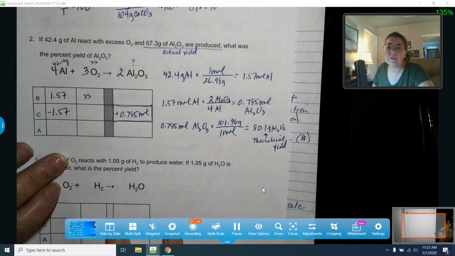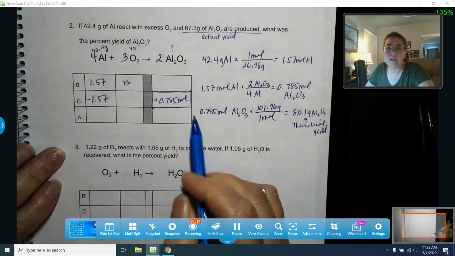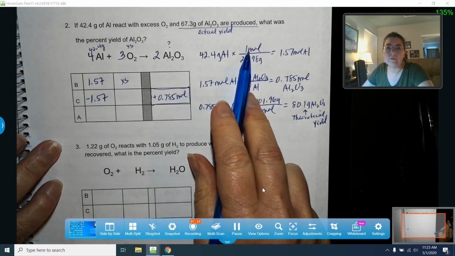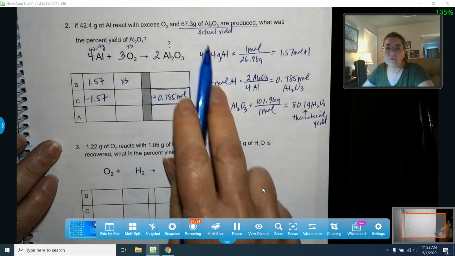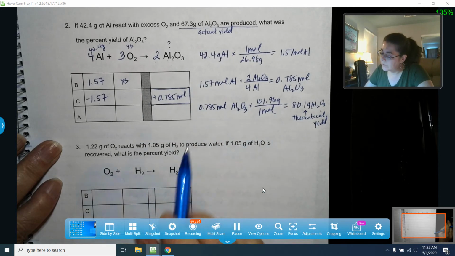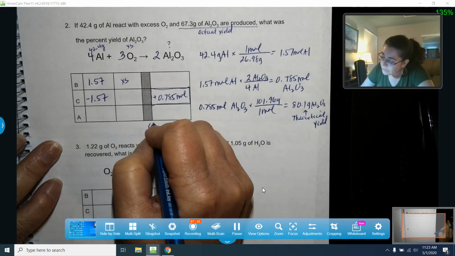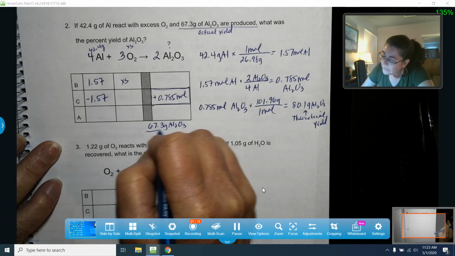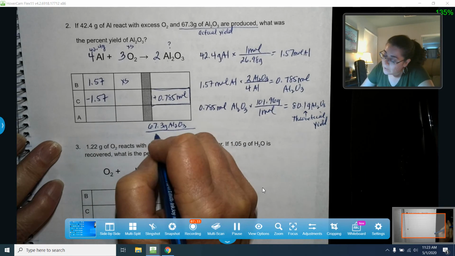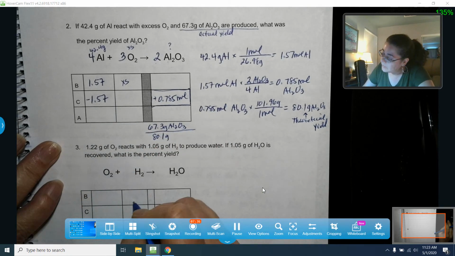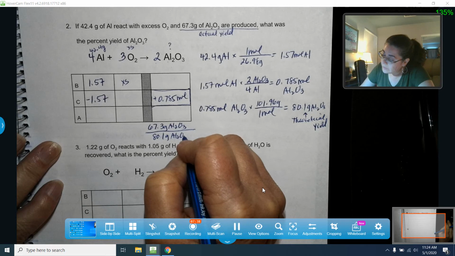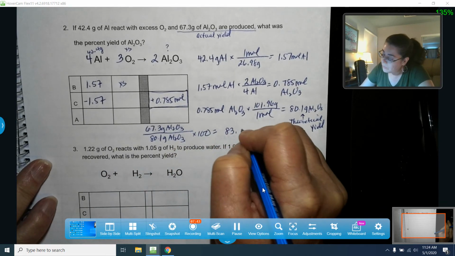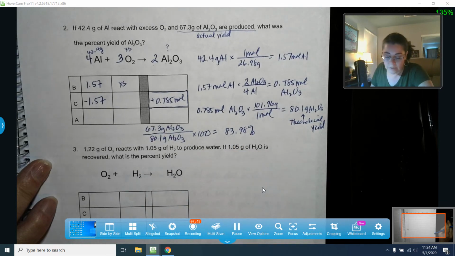Okay, so now we're going to answer the question from the problem, which is, what is the percent yield? So percent yield, remember, is actual over theoretical times 100. So I'm going to take my 67.3 grams of aluminum oxide divided by 80.1 grams of aluminum oxide times 100. And I end up with 83.98% yield.